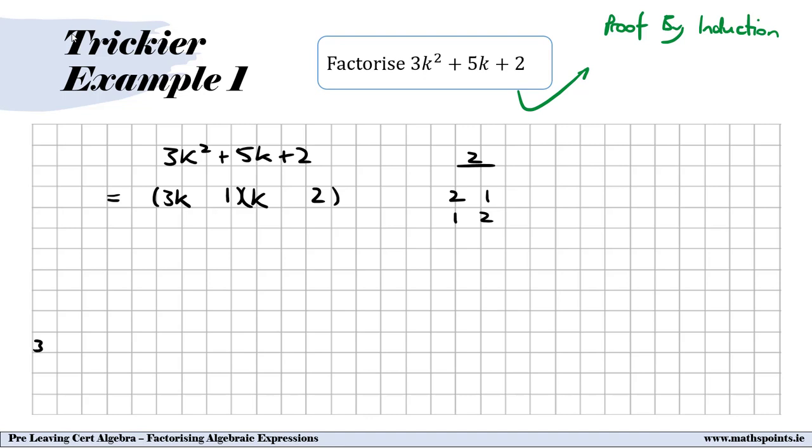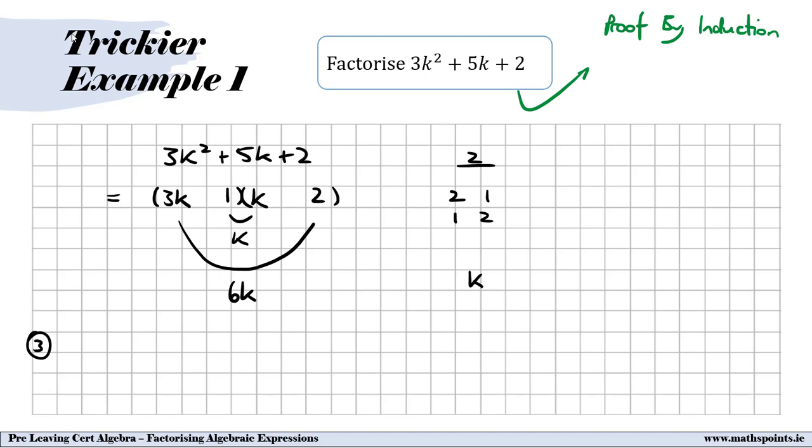So we always have 3 tests which we have to pass for this to be a correct factorization. The first test is that the first term in each bracket multiply to give 3k squared. So 3k times k is 3k squared, so that's correct. The second rule is that the second term in each bracket has to multiply to give 2. So 1 times 2 is 2. So it's passed the first 2 tests. The third test is that we find the product of the inner 2, which is 1k, and the product of the outer 2, which is 6k, and they have to somehow combine to give 5k.